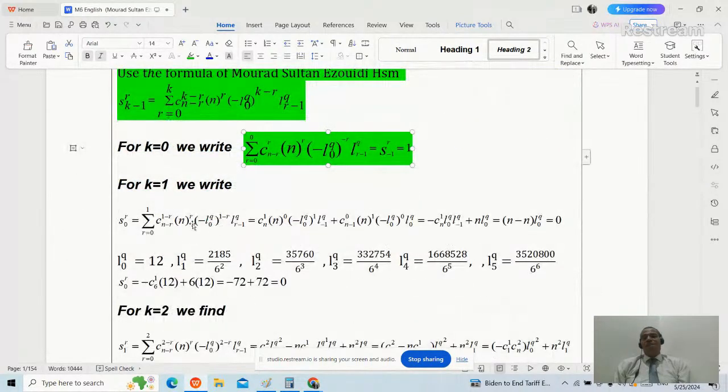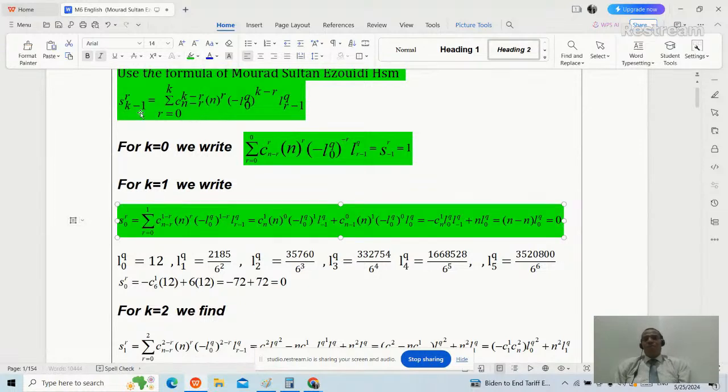We should find the value of S0 of r when k equals what, learners? Equals 1. I will go to my formula, the discriminant formula of Mr. Mourad Sultan Ezouidi, and substitute k equal 1. S1 minus 1 is S0. That's why here it's written as S0 of r, equal to the sum from 0 to 1 of combination n minus r choose 1 minus r, n raised to the power r times minus L0 of x over q raised to the power 1 minus r times L r minus 1 of x over q.